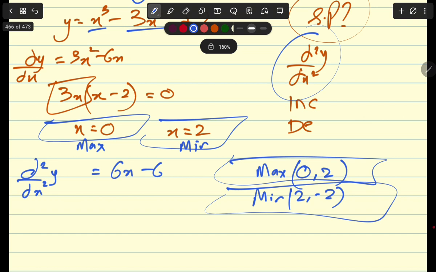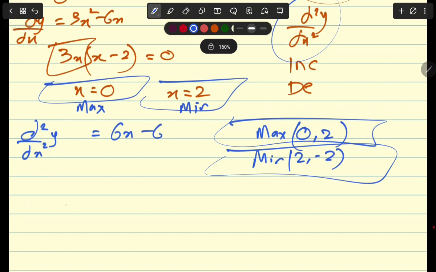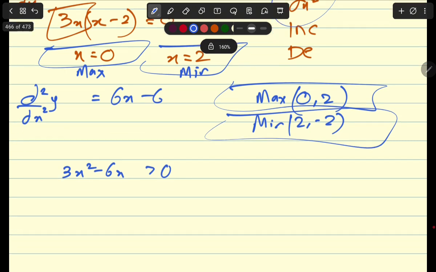Now let's find where it is increasing and where it is decreasing. So dy by dx, which is 3x squared minus 6x, is greater than 0. This is going to produce the range where the function is increasing. So I take 3x common, so this becomes 3x times (x minus 2) is greater than 0.